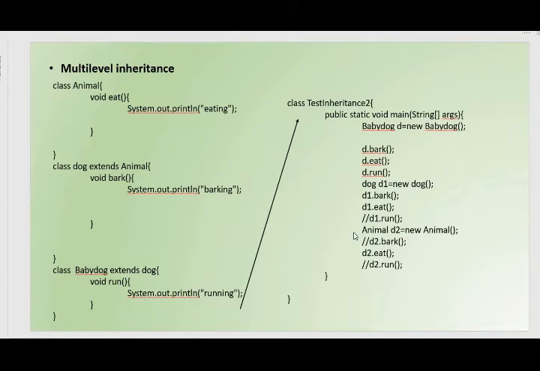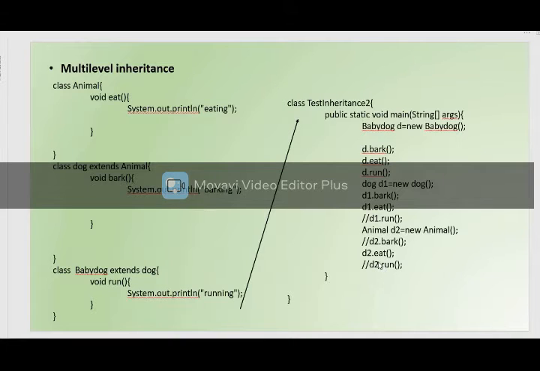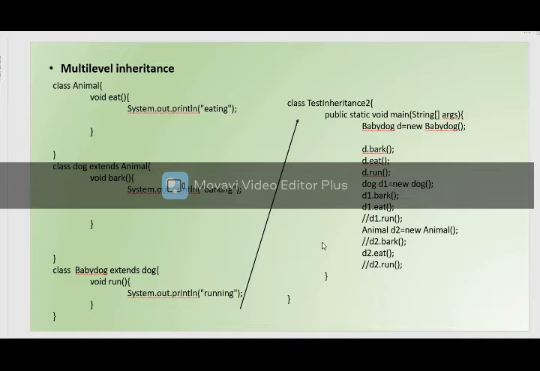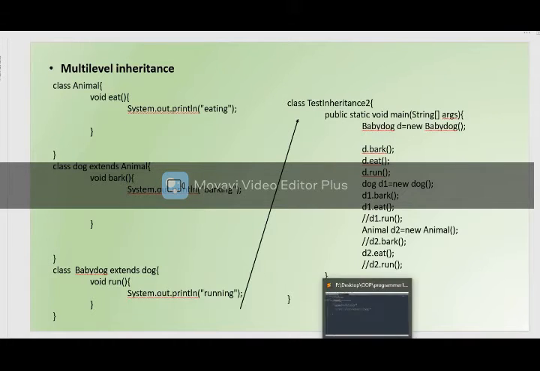If we run this program without the comments, the compiler creates an error. d2.eat is correct because it is a method in the Animal class. And d2.run means the run method is in the BabyDog class. It is not correct. Therefore, the compiler creates an error. That is the execution of this program. Let's run the program and look at what the output of this program will be.